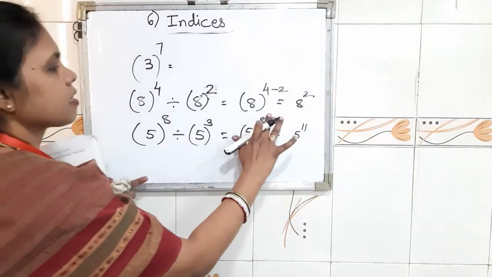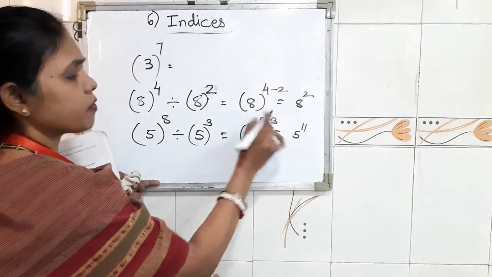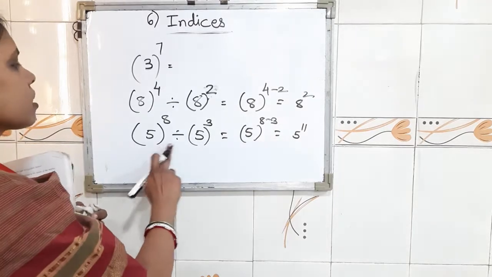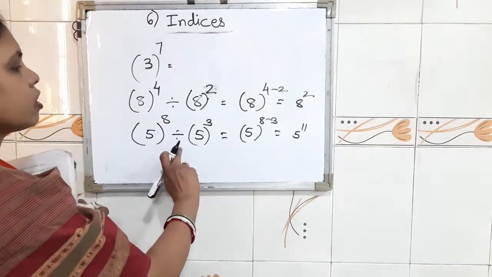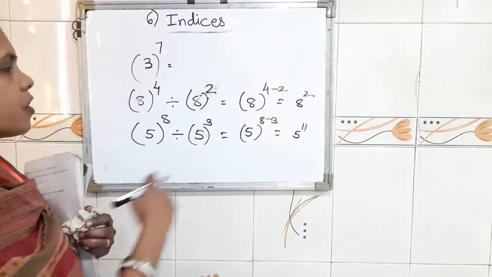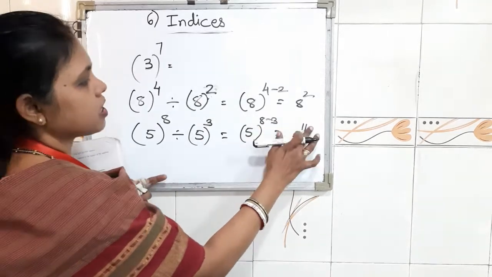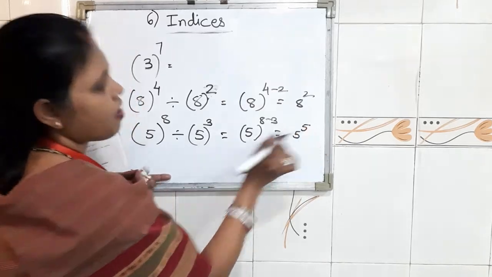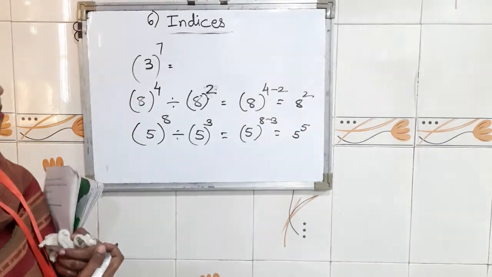Here 8 minus 6, because why have we taken minus? Because the divide sign is there. Take 5 raised to 8 divided by 5 raised to 3. We get 5 raised to 8 minus 3, that is 5 raised to 5.